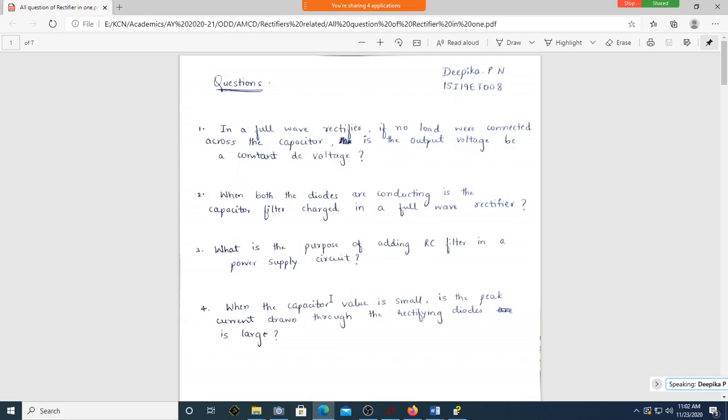Yes, sir. Because XC is equal to 1 over ωC, it's inversely proportional to C. If the value of C is less, the amount of current flowing through the diode is actually less, because the resistance offered by the capacitor is more. When the capacitance value is more, the diodes have to provide more current. It's actually the reverse: if the capacitance value is too much, then you are in trouble of drawing too much current from the diodes.